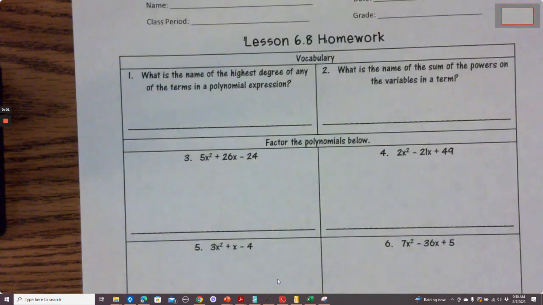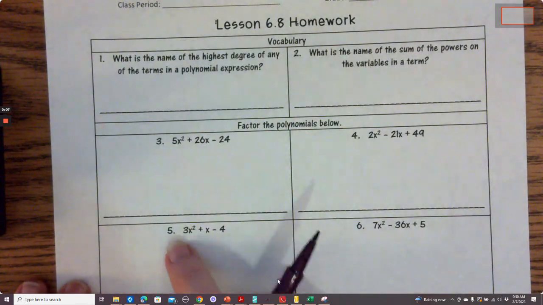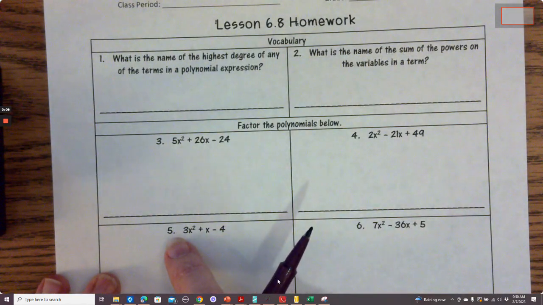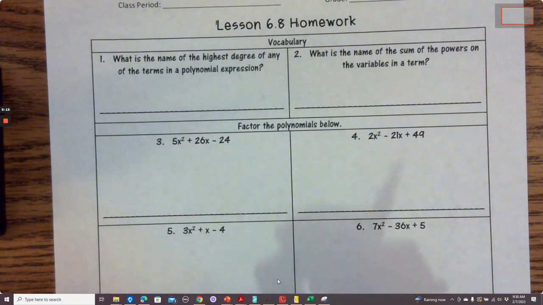This video is for the lesson 6.8 homework. We are still factoring today. What I'm going to show you today, though, we're going to practice a little bit of slip and slide because that's the one we need to know. And then I'm going to show you how to do it by grouping. You'll only need to factor this way for this unit. We won't be factoring cubics any other time.